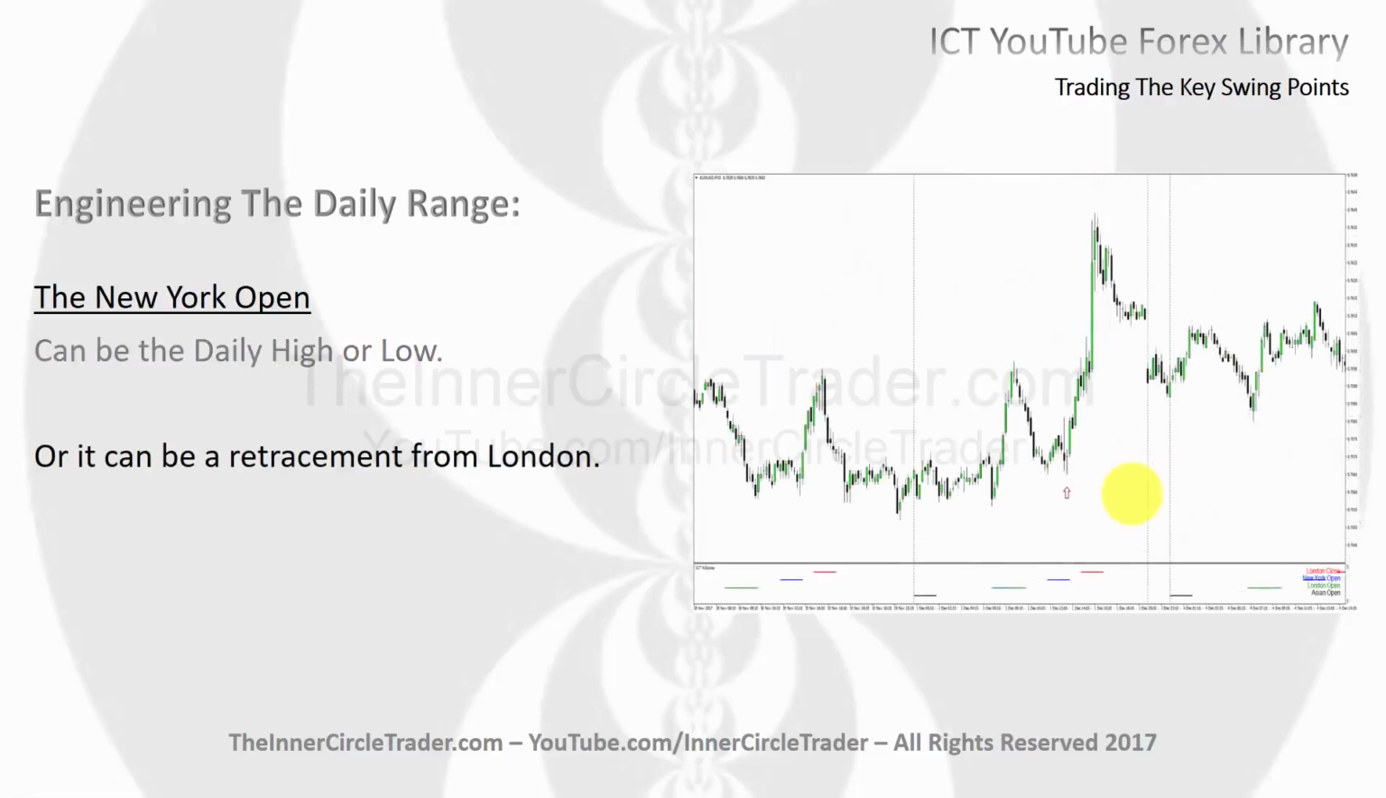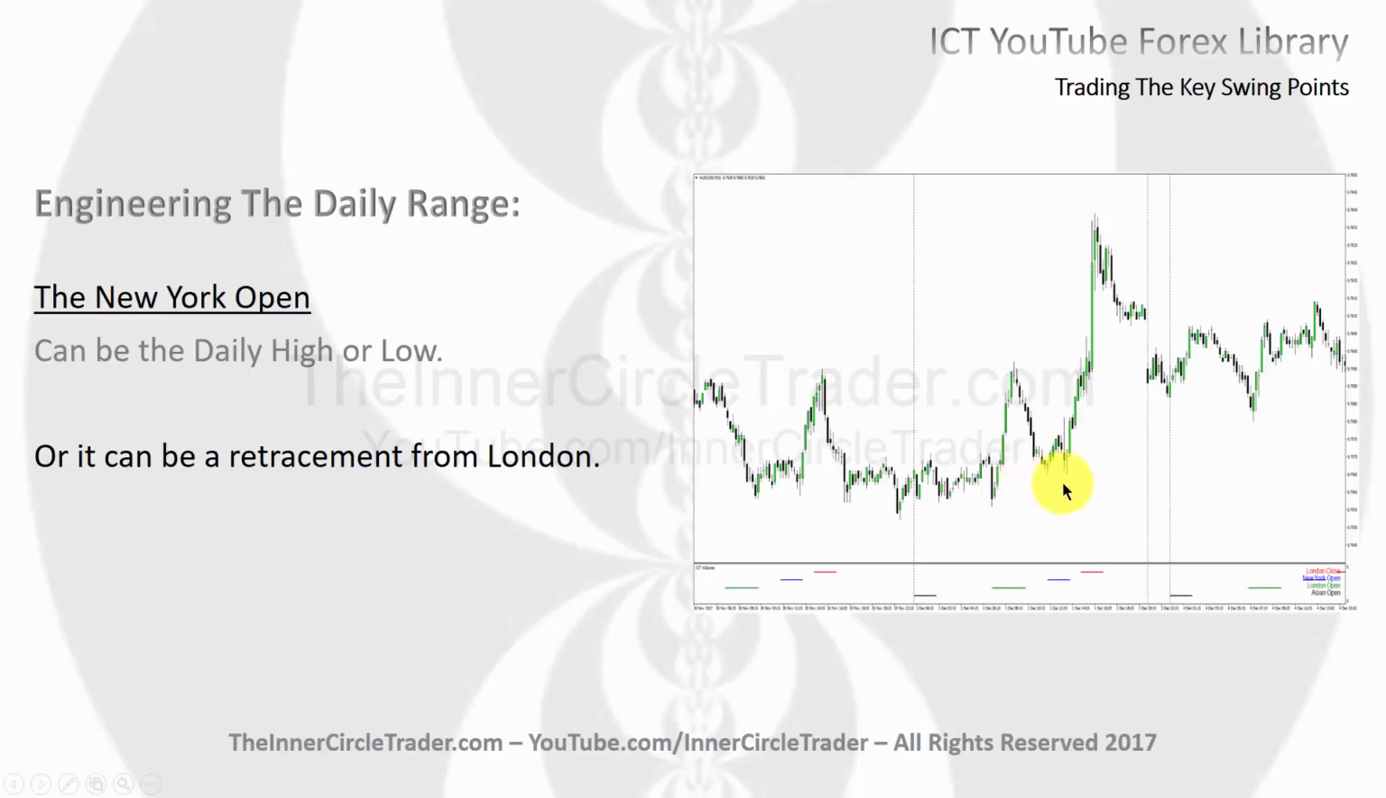Equally significant, we can see the New York Open can be part of a retracement from the London Open. Here we see the low formed in London, creates an impulse swing, trades back down into the New York Open, creates a nice retracement, and then rallies, creating the high of the day later on during the New York and overlap of London close.